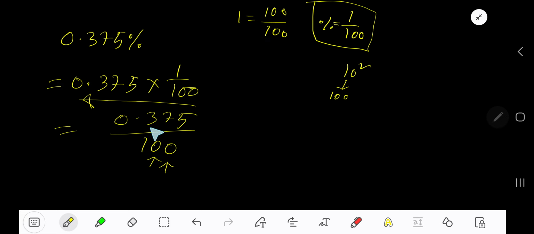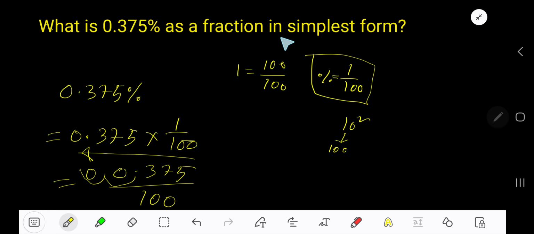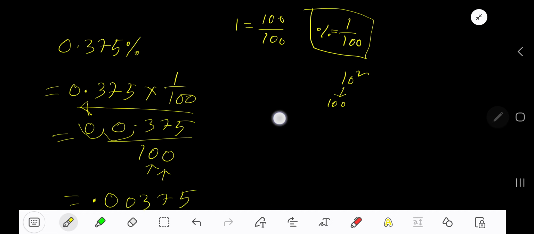Number of zeros is 2, so the decimal point will move 1 place, 2 places. Since there is no digit here, you have to imagine a placeholder 0. So we are getting the decimal 0.00375.